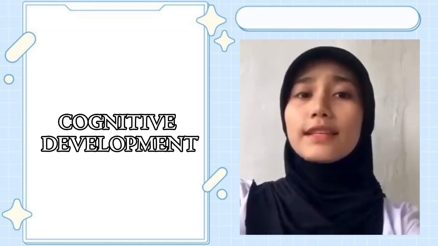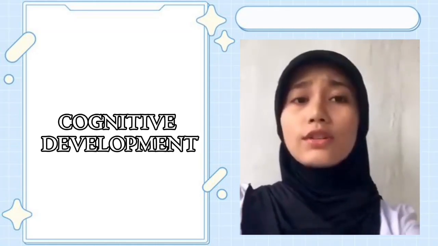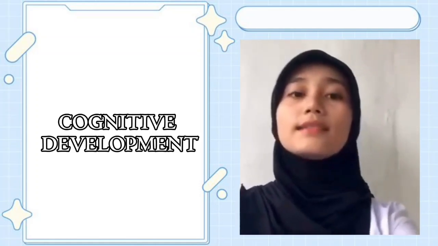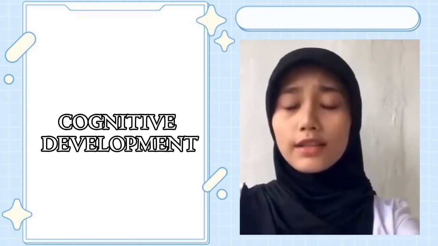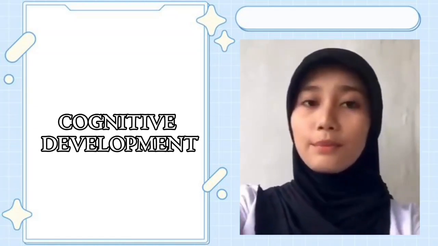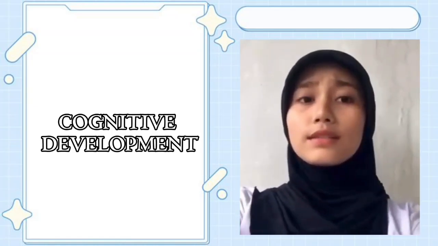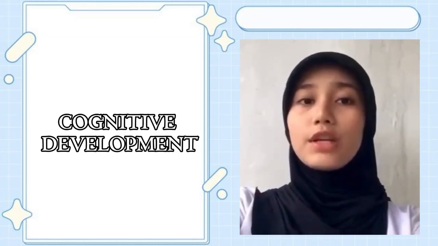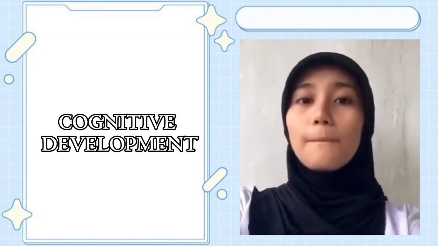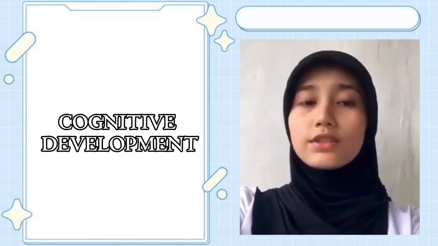Vygotsky's sociocultural theory emphasizes the role of social interaction and cultural context in shaping cognitive development. Information processing theory focuses on how children process information, including attention, memory, and executive functions.